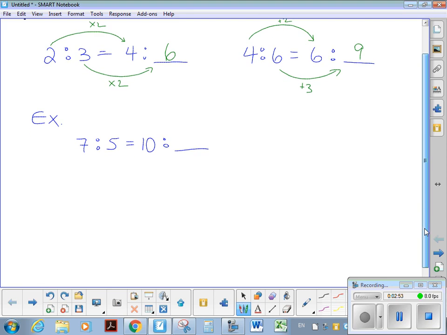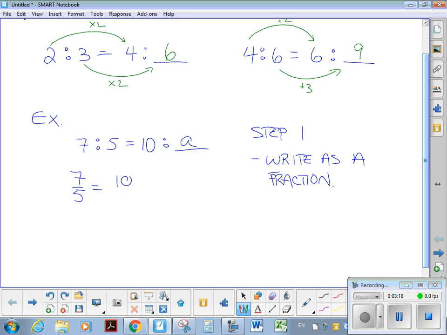All right? So I'm going to give it a letter. We're missing A. Okay? So I'm going to put this in steps. Step 1, write as a fraction. It's the first thing we do. So we're going to write this as a fraction. So 7 to 5 becomes 7 over 5 equals 10 over A. So now we have 2 fractions that are equal to each other.